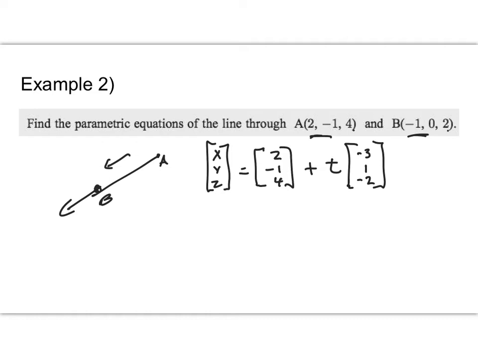My parametric equation is x equals 2 minus 3t, y equals -1 plus t, and z equals 4 minus 2t. Those are my parametric equations.